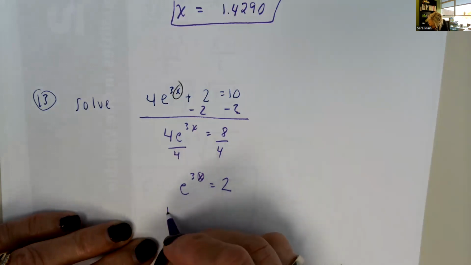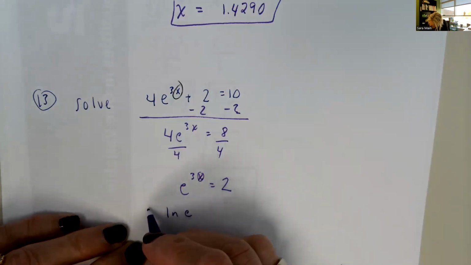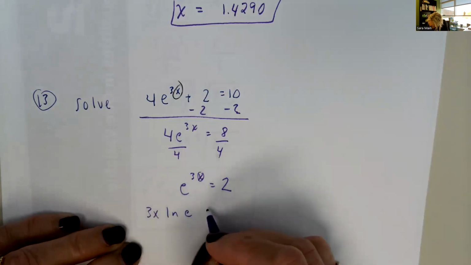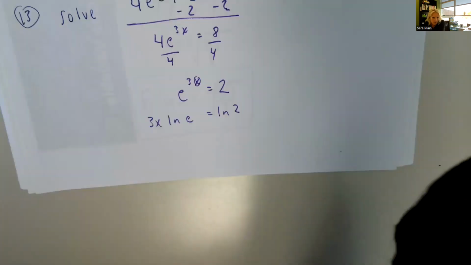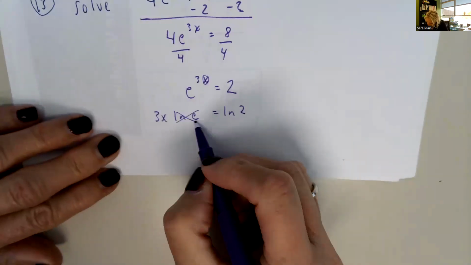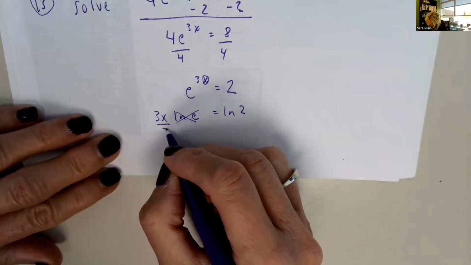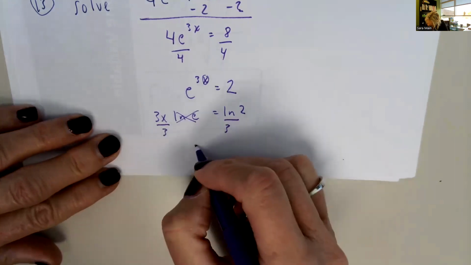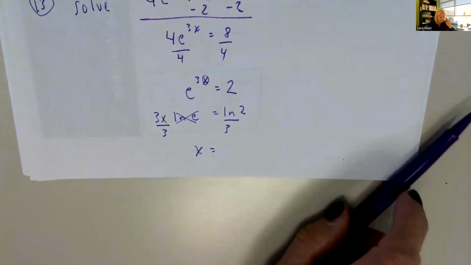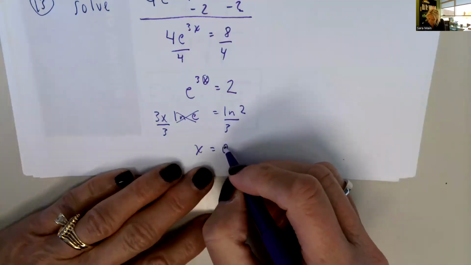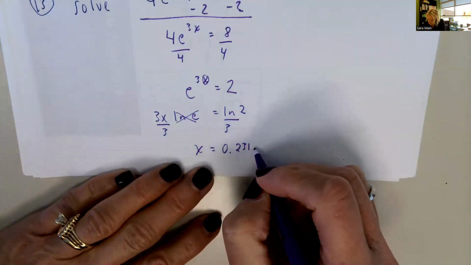So the natural log of e, and that will bring the 3x down here, and then I'll have the natural log of 2. And then the natural log of e makes 1. And then we just have to divide by 3 on both sides. So in Desmos, we can do the natural log of 2 divided by 3. And that comes out to be 0.2310.